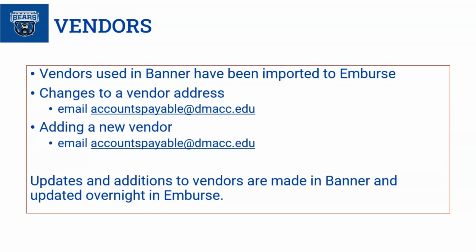If you're going to add a new vendor to the system or update a current vendor's address, you will need to email accountspayable@dmac.edu along with the vendor's W-9. Accounts Payable can make the change in banner, and then the next day the information will be available in Emburse.